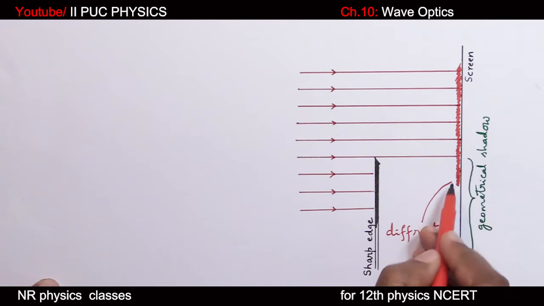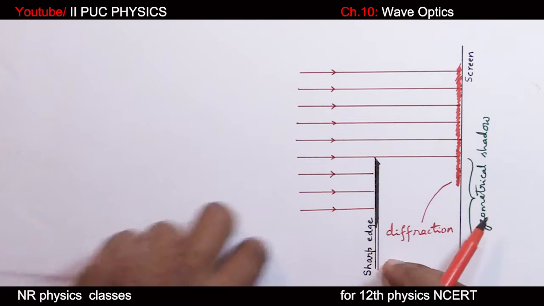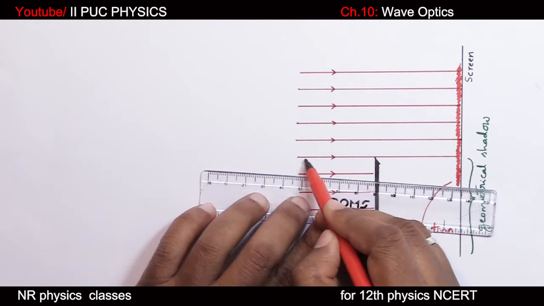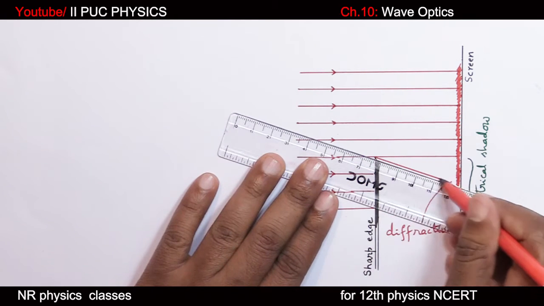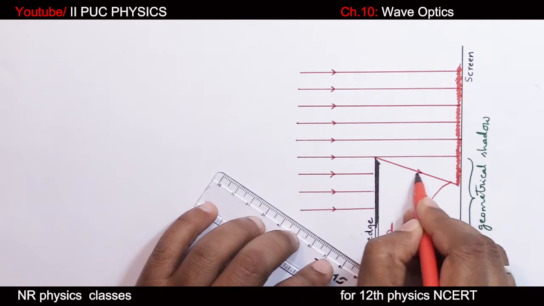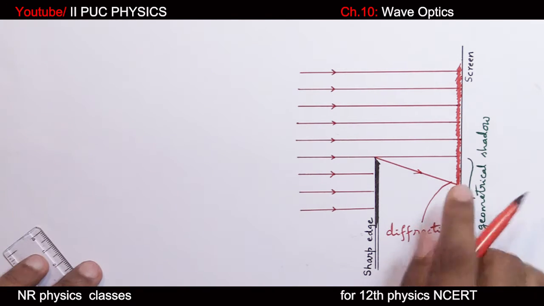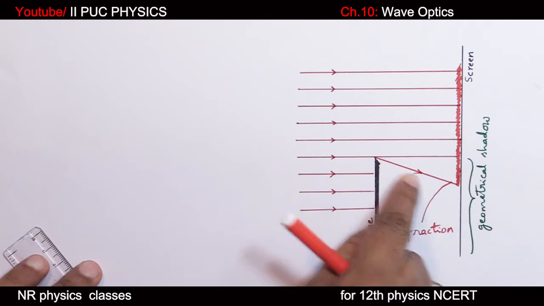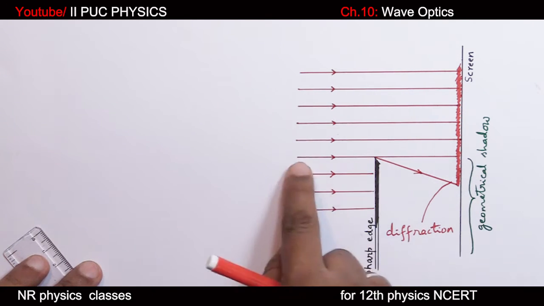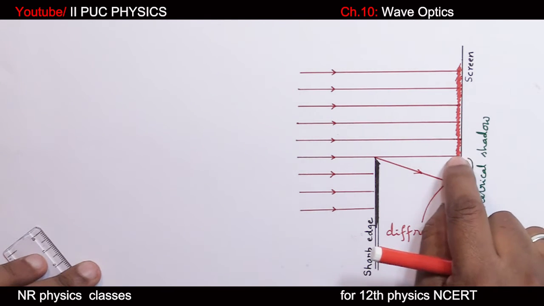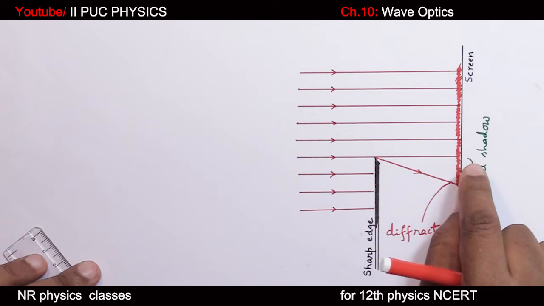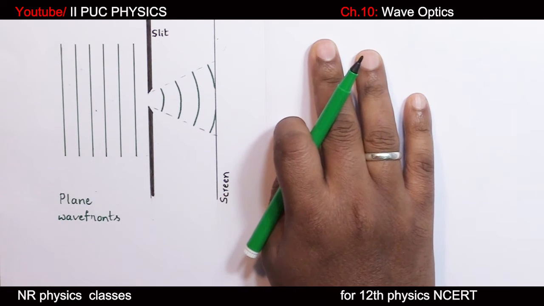Now, how to show illumination here? This light ray should be bent like this. This is the only way we can show illumination here. See, light ray bends at the sharp edges. So this bending of light is called diffraction of light. Now let us understand why there is encroachment of light. Let us understand another important factor in diffraction.